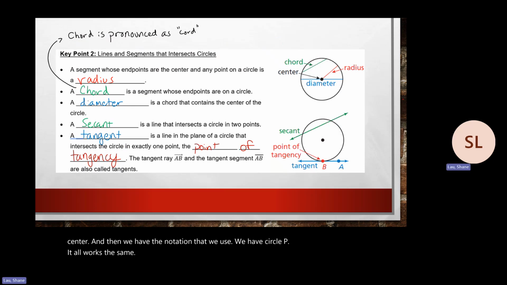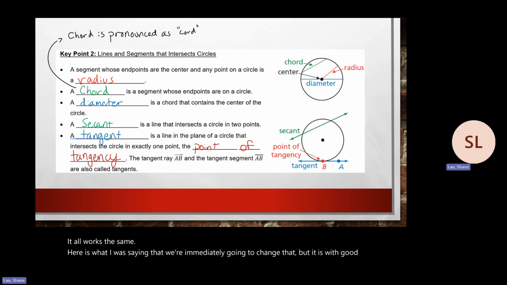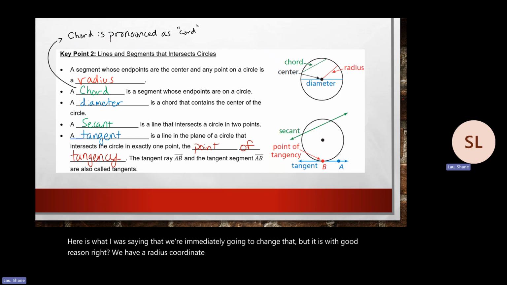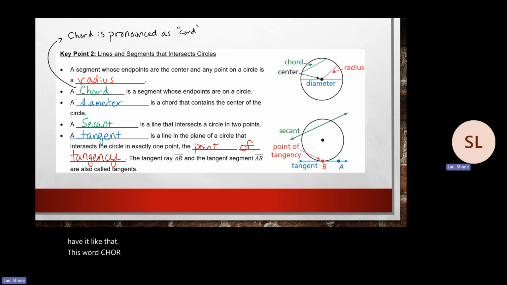Here is where I was saying that we were immediately going to change that, but it is with good reason. We have a radius, chord, and diameter, and that corresponds to our radius, chord, diameter on the right-hand side with the colors. So that's the only reason why I have it like that. This word C-H-O-R-D is pronounced chord, not chord. It's pronounced chord. To make sure this is correct.